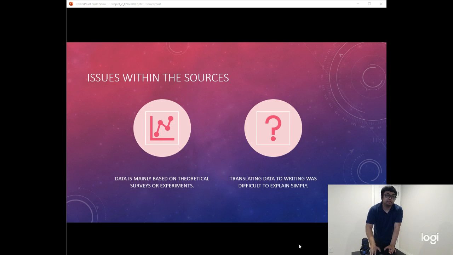I did have a couple of issues with the sources, mainly that the data is theoretical for most of them, and translating data to writing was difficult to explain simply because there were a lot of functions and numbers.